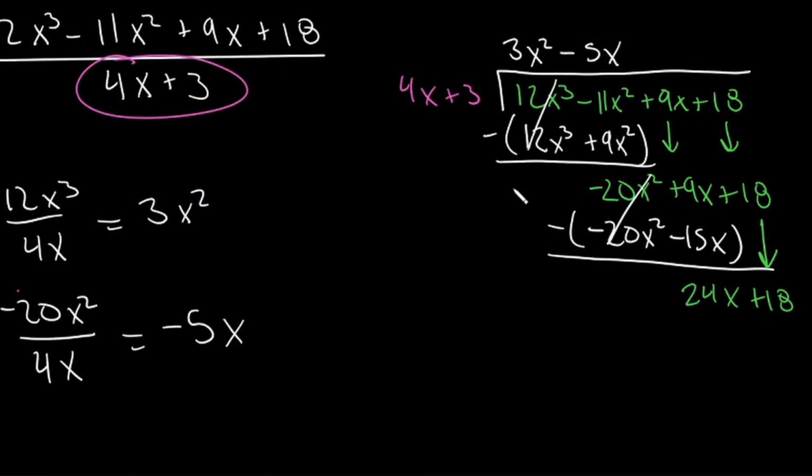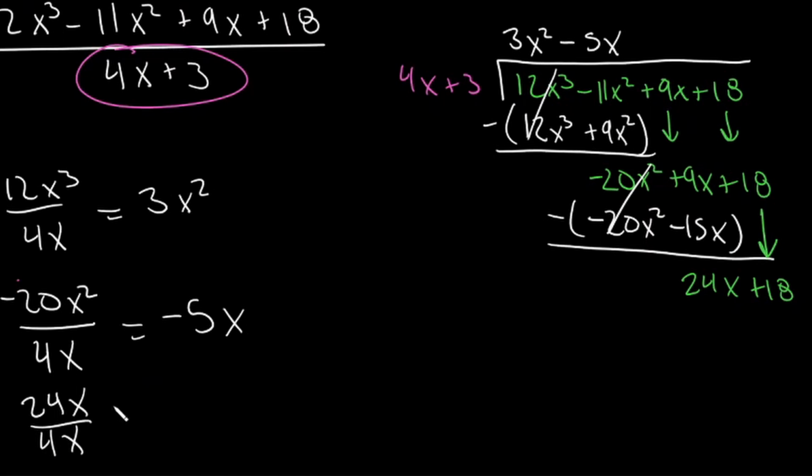So now we just keep going. The first term, 24x, divided by the first term here, 4x. So 24x divided by 4x, very tight on space with all this. 24 divided by 4 is going to be 6. X divided by x is going to be 1. So we can just add 6 up here.